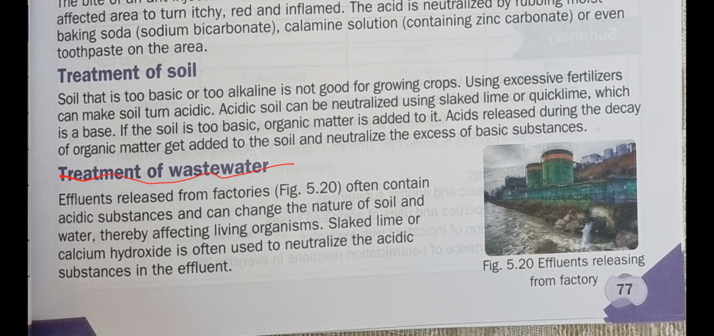Treatment of wastewater. Effluents released from factories contain acidic substances and can change the nature of soil and water, thereby affecting living organisms. Slaked lime, or calcium hydroxide, is often used to neutralize the acidic substances in the effluent. You can see here the effluent being released from the factory.